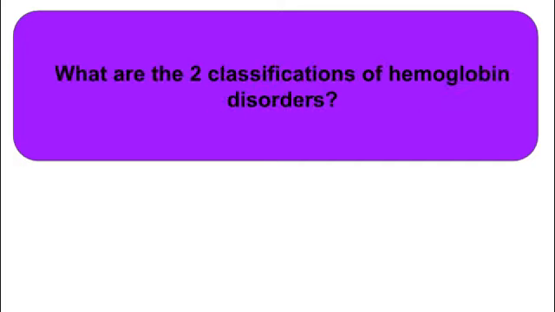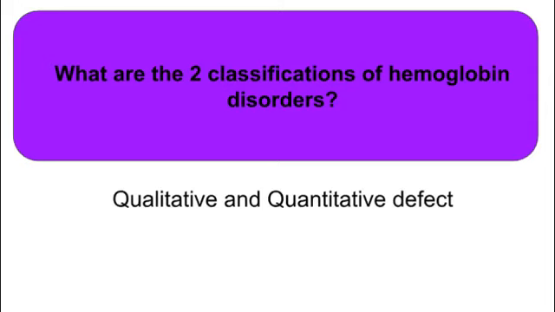What are the 3 classifications of hemoglobin disorders? Hemoglobin disorders can be broken down into 2 major classifications: qualitative and quantitative defects. Qualitative defects are those that affect the quality or structure of hemoglobin. This is usually due to a missense mutation in one or more globin chains. Quantitative defects result in reduced synthesis of globin chains.